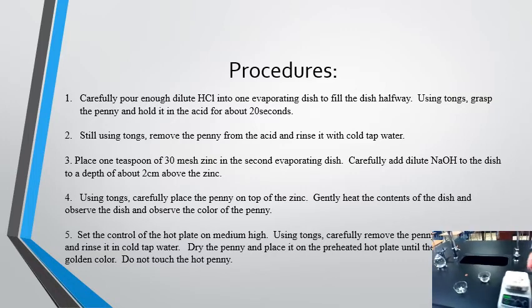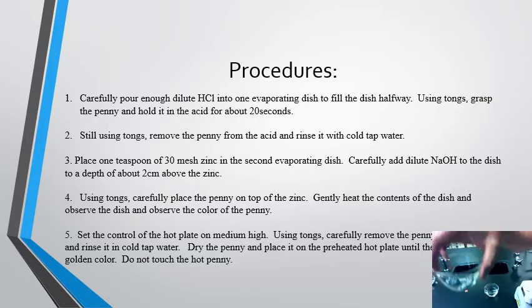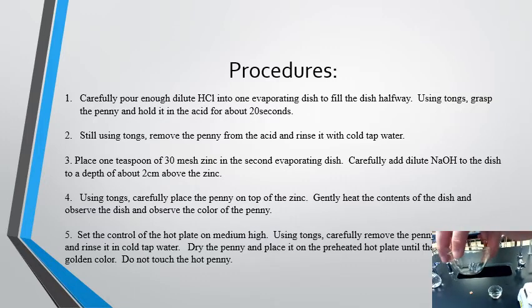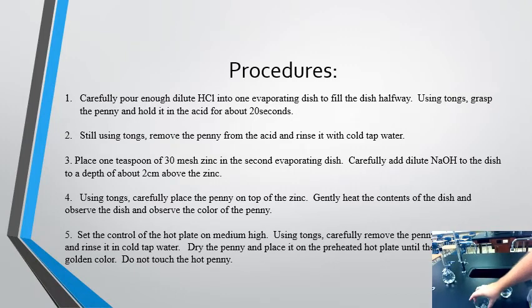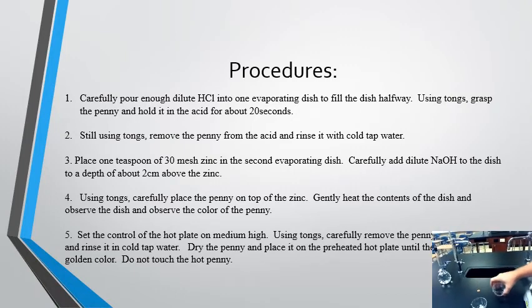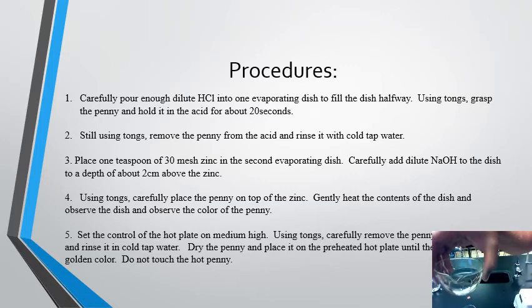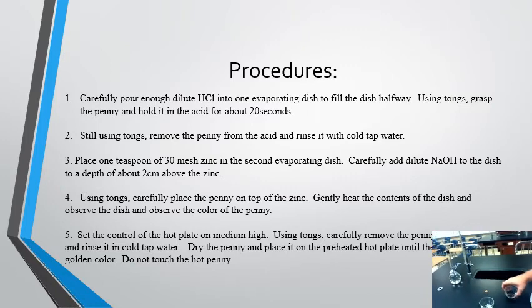You're going to find 2 evaporating dishes. If you don't remember, this is an evaporating dish. We talked about it as far as some of our lab equipment a few weeks ago. It's going to have 2 evaporating dishes. One of them has a liquid inside of it. This is the dilute hydrochloric acid. And then we have a second with some zinc metal in it.